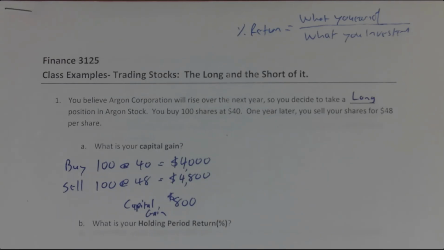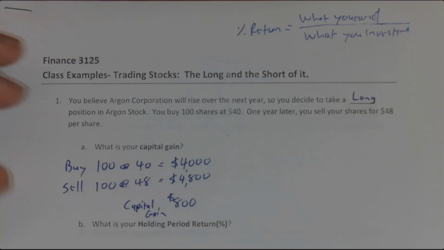That was our increase in value. And that's also going to be our dollar return on this investment. Our dollar return would normally be composed of two components, an income component and a capital gain. Well, this stock didn't pay any dividends, so we don't have an income component. So all we have is the capital gain, and that's going to be our dollar return.